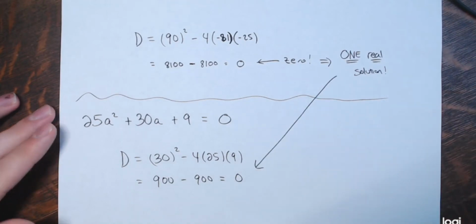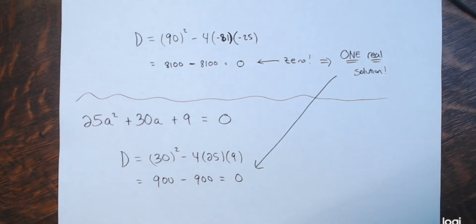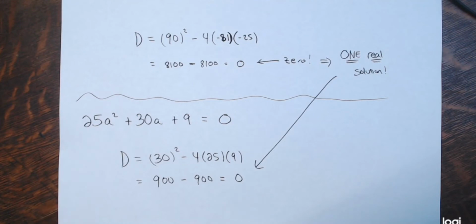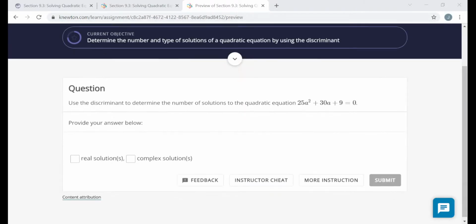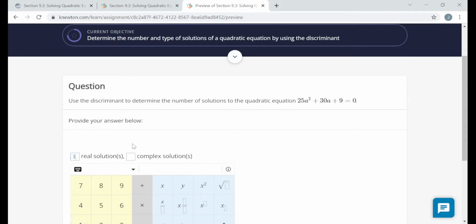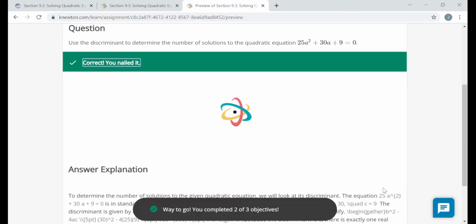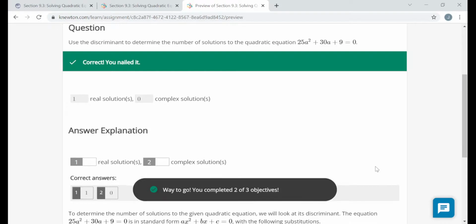So just like the most recent example, the discriminant is 0, meaning that this equation only has one real solution. That'd be whatever negative b over 2a is, so negative 30 over 50. The only solution to this equation is negative 3/5. And you can check that with the quadratic formula. But just like the last example, there's only one real solution, and there are no solutions with imaginary numbers. 0 complex solutions.